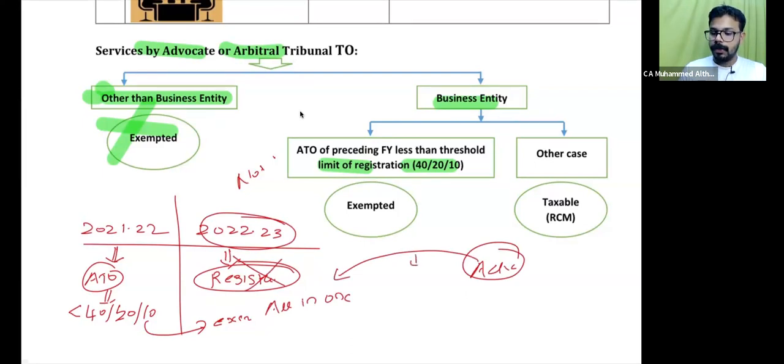To check whether it is exempt or not taxable, you should not check the current year status. That is not what you have to check. What you have to check is the aggregate of the last year. If the aggregate of the last year is less than 40 lakh or 20 lakh or 10 lakh, then it will be exempted. The advocate services to this business entity will be exempted in the current year, irrespective of the fact that the business entity in the current year is registered or not.